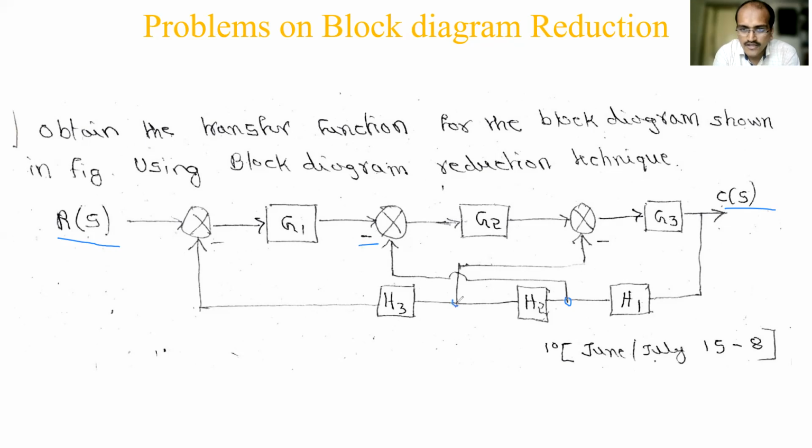Again, one takeoff point is there, and this signal is given to this one. Okay, so again minus sign is shown here. So this is a very important observation. Okay, and then H3 is there, and this is given to the first summing point with minus sign.